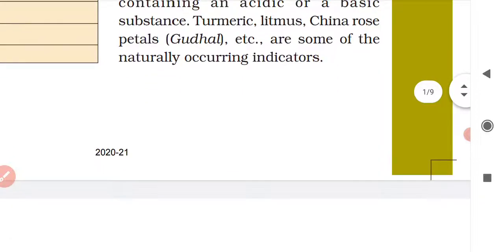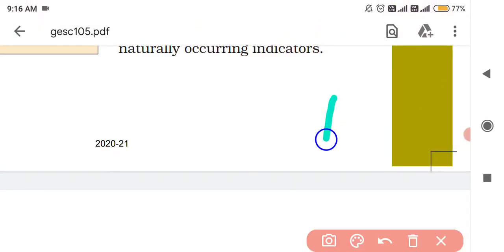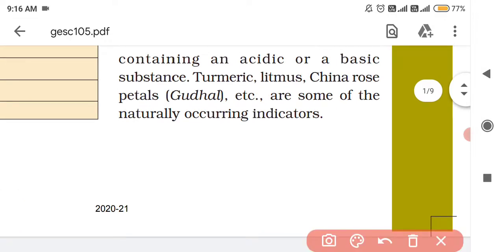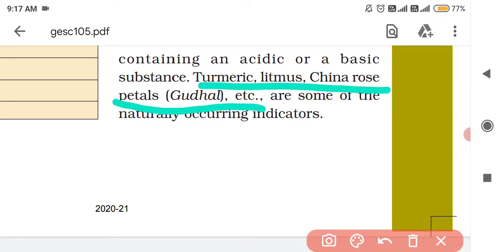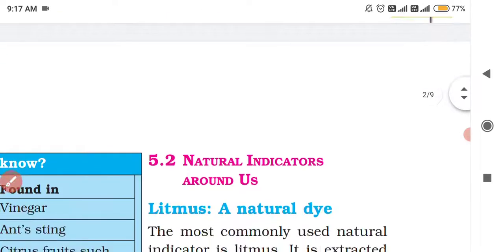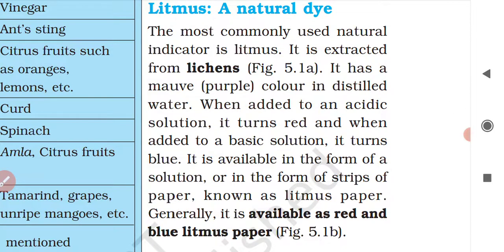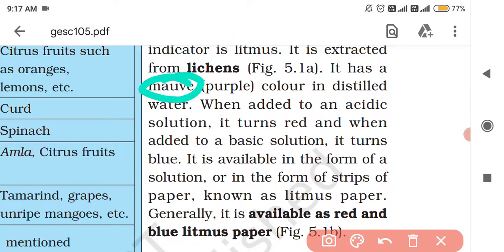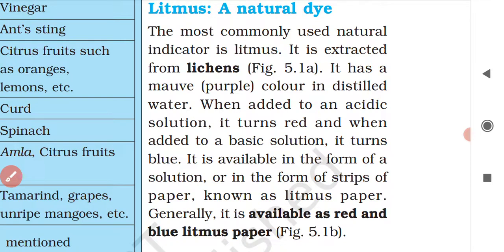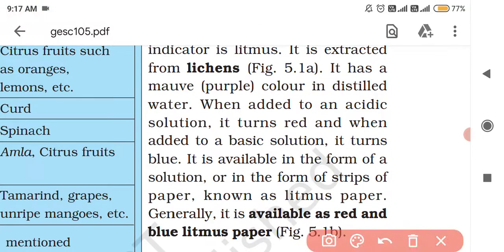Some examples of indicators are turmeric, litmus, and China rose petals. Today in this video we'll be discussing only litmus, which is a natural dye. Litmus is a natural indicator, and the litmus solution is a purple colored dye, or say mauve. Litmus solution is extracted from a plant called lichens.